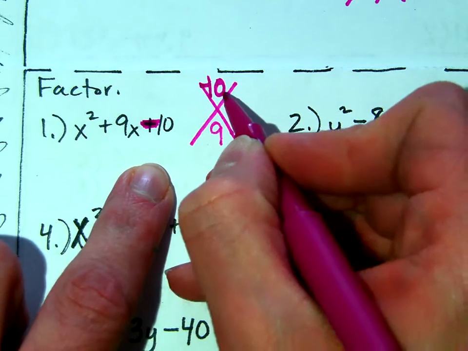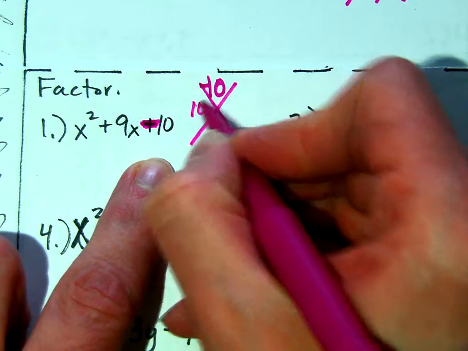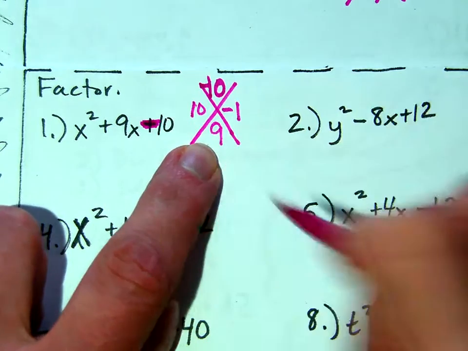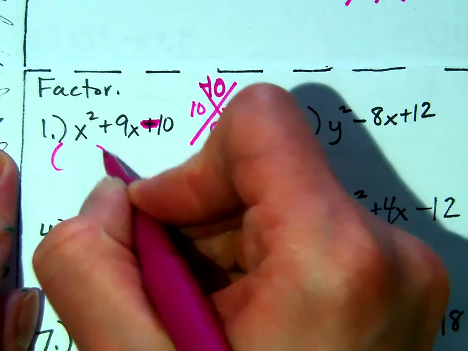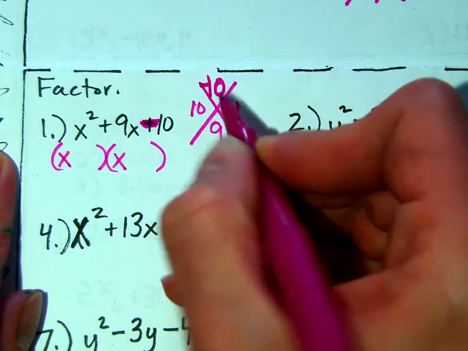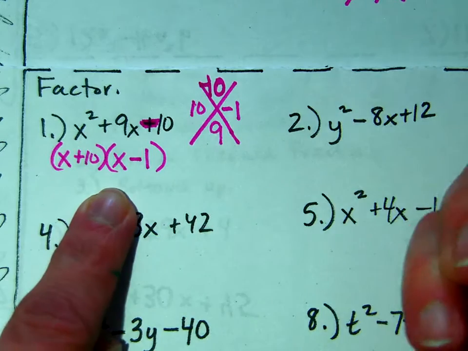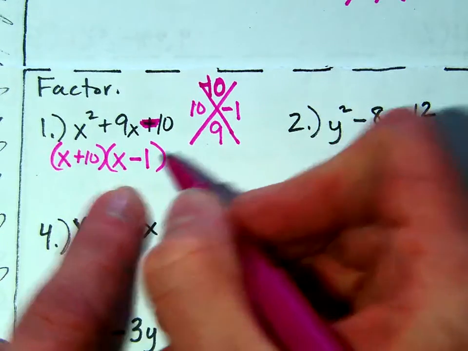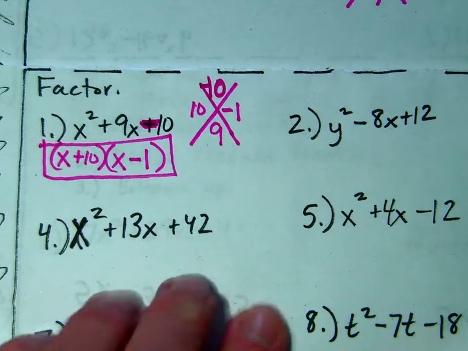So multiplies to make negative 10 and add up to 9, which is a little bit easier because then you can use 10 and negative 1. You multiply them, you get negative 10, you add them, you get 9. So our variable is x, so we set up our two sets of parentheses with x and x. We're going to have positive 10, so plus 10, and minus 1, so this one will have minus 1. And if you happen to switch them and make this one x minus 1 and this one x plus 10, that's okay. So that's number 1.